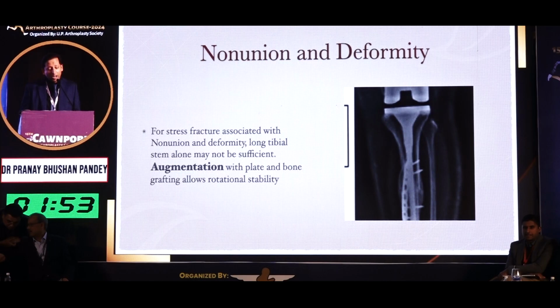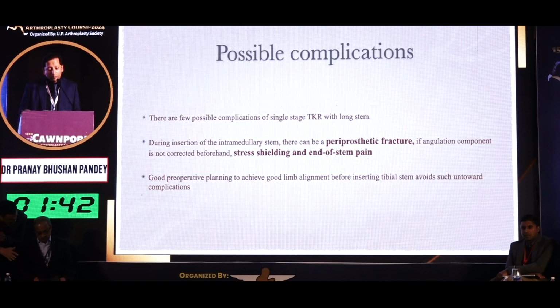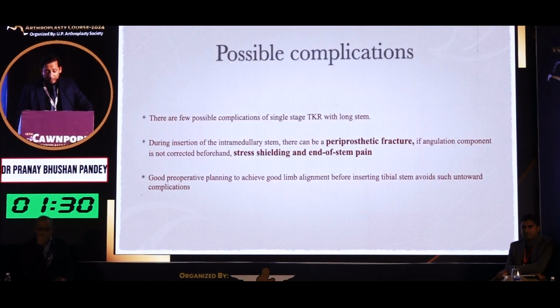Many times you have to put in an additional external augmentation, especially in cases where there is non-union and there is a deformity that needs to be corrected. The possible complications that we can expect in a single stage are periprosthetic fracture, stress shielding, and end of stem pain, which is there in the last X-ray that I showed. I am expecting a pain because it was a long stem and a size 10 stem that was used.